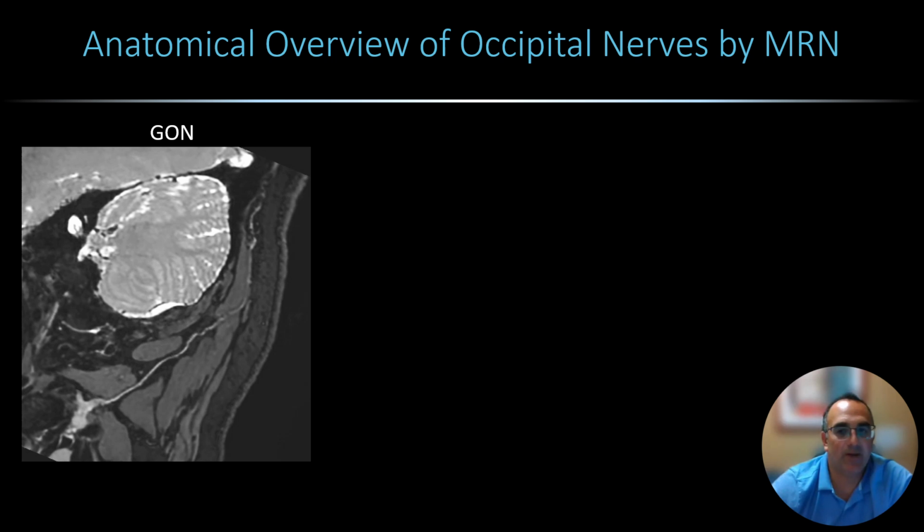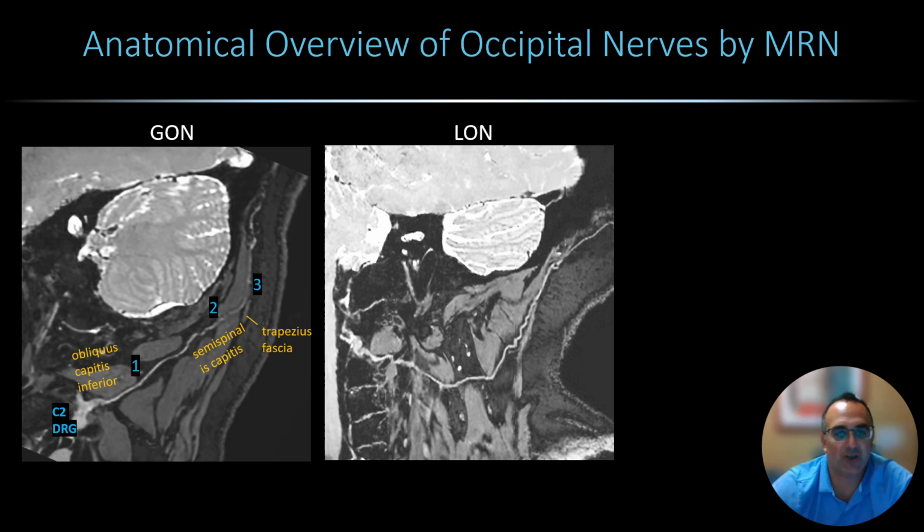Let's review the anatomy of the occipital nerves on magnetic resonance neurography, starting with the greater occipital nerve. We're beginning at the C2 dorsal ganglion, following the nerve through the planes of the obliquus capitis inferior, then through the semispinalis capitis, and then lastly through the trapezius fascia.